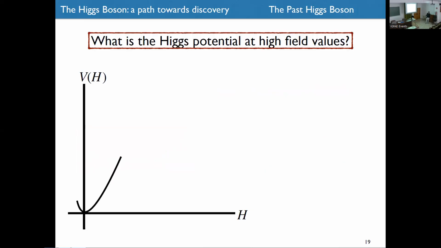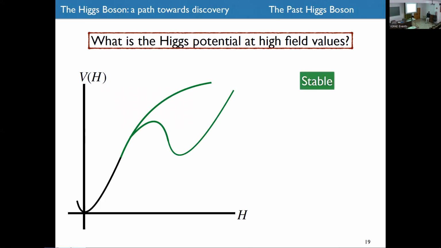And so there are 3 possibilities. One is that it grows forever, or maybe it goes down a little bit, but then grows forever. And that would mean that the minimum where we are, the electroweak minimum that we calculated and where we enjoy living, is stable and will be stable forever, and everyone is happy.